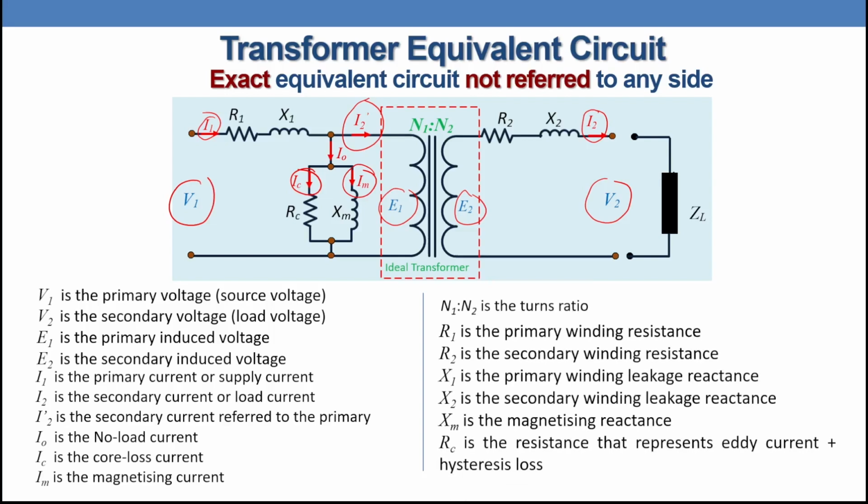Impedance wise, we have R1 in the primary side. That one represents the primary winding resistance, and R2 represents the secondary winding resistance. X1 is the primary winding leakage reactance, where X equals omega L, and L is the leakage inductance. That one is the primary winding leakage reactance, and that one is the secondary winding leakage reactance, X2. What about Xm? Xm is the magnetizing reactance, and R core is the resistance that represents the eddy current and hysteresis losses. And definitely that one is the load impedance.